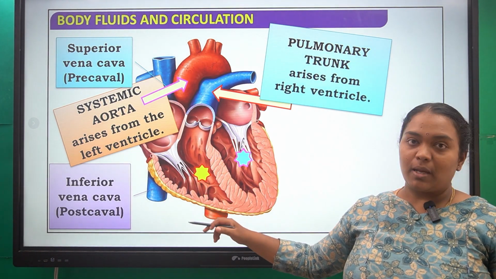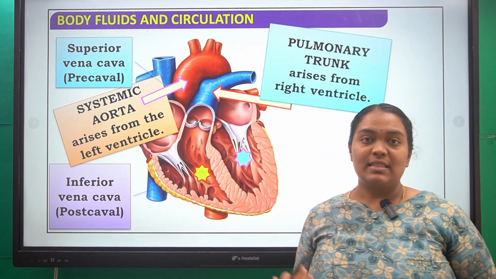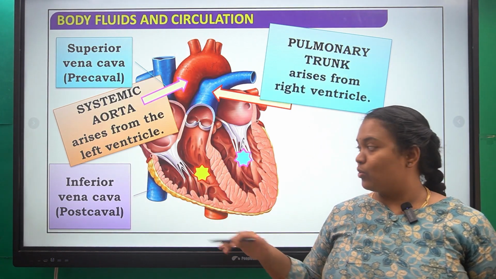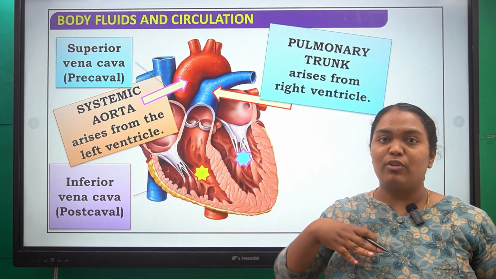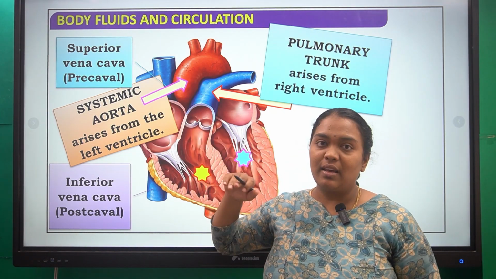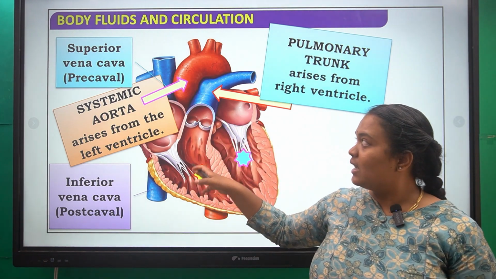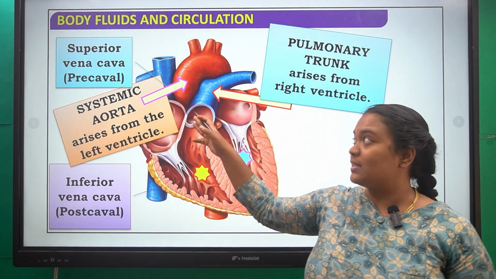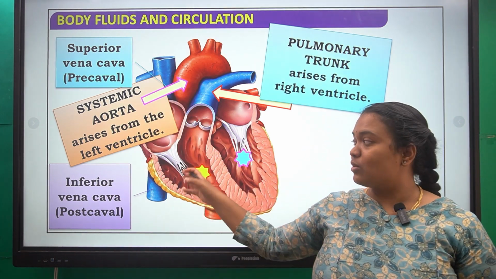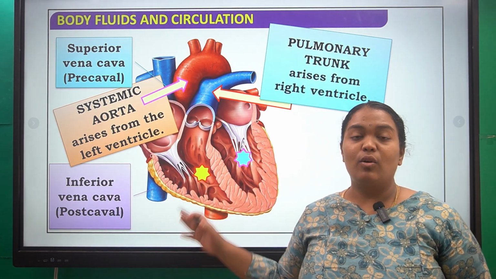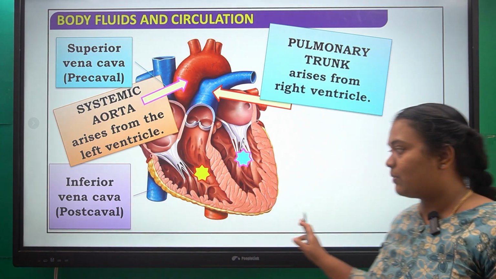The systemic one is divided again into two. The one which is going up and supplying the upper part of your body, whose vessel is going towards your head, is called the superior vena cava. The one whose vessel is going inferiorly and supplying different parts of your body is called the inferior vena cava.